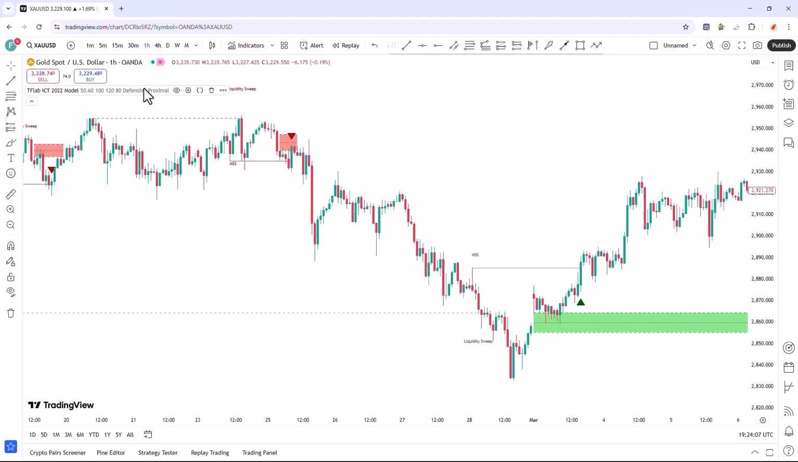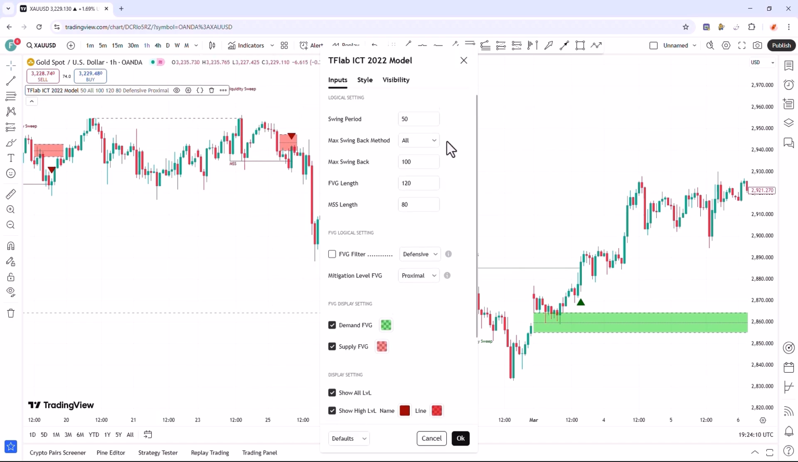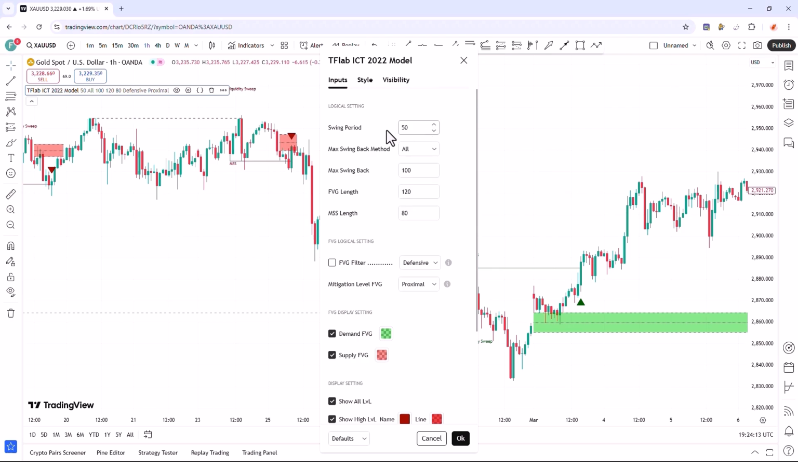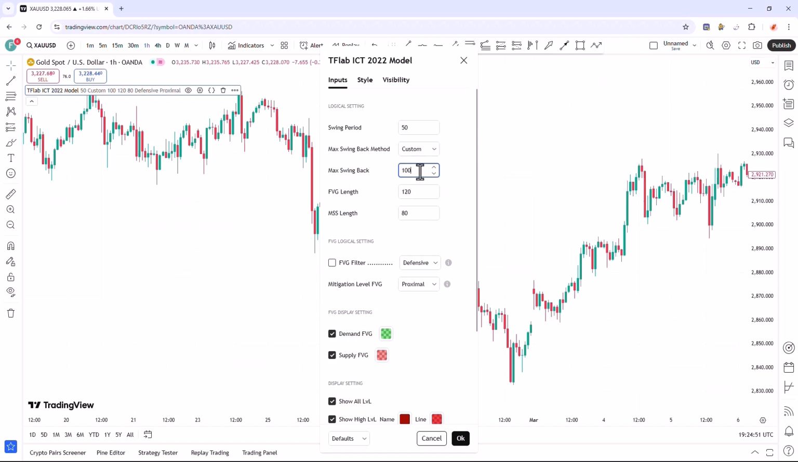In the settings section, under the input section, there are options available for us. In the first part, we can set the swing identification period, which is set to 50 by default here. In the next section, we can set the swing identification method, where two modes, all and custom, are available, with the default set to all. If you set it to all mode, it considers and identifies all swings. And if you set it to custom mode, you can adjust the number of candles for swing identification in the section below, which is set to 100 by default.